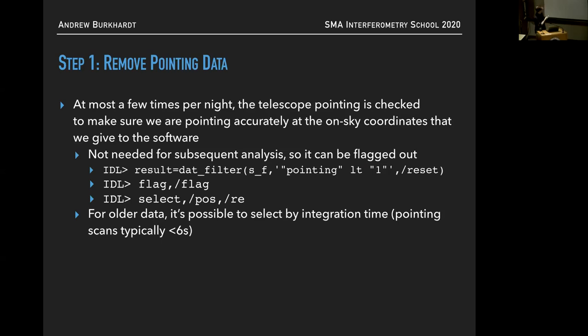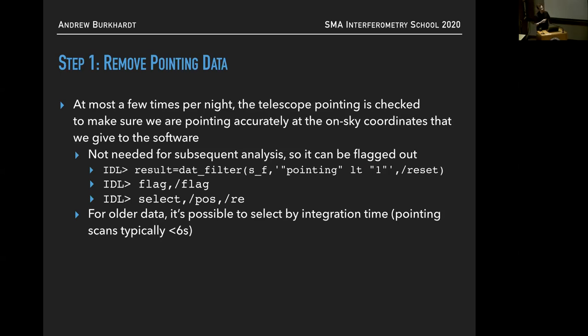One of the first things you do: a couple times a night we do these pointing corrections, typically somewhere between 1 and 3 times in your data set. You'll have gaps from your science where we went off and had to do some pointing routine to make sure that we were pointing at the right source. They don't really have any good scientific output for us, so you can just flag them out, which is a pretty straightforward first step.